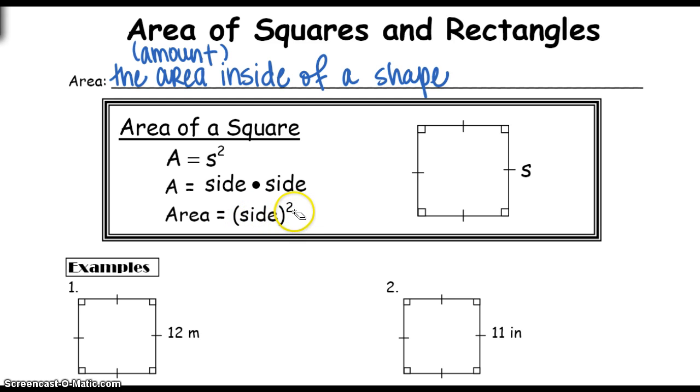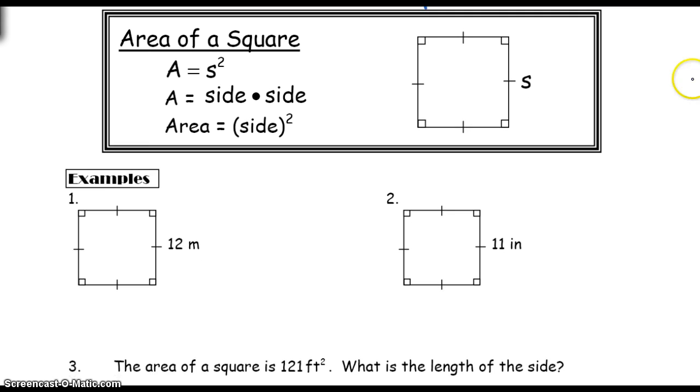Now I'm going to be really honest. I don't use it very much. I just do base times height. If you want to say side squared, you can. If you want to do base times height, you can. Whatever works. They both give you the exact same answer. But side squared is what your book would like you to use. But like I said, I don't care which one you use.